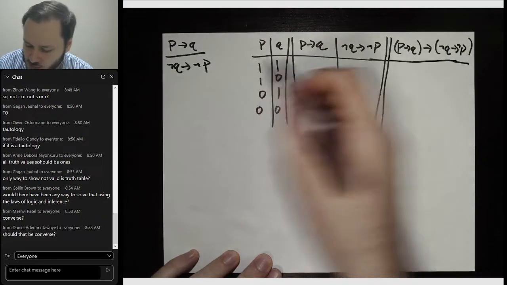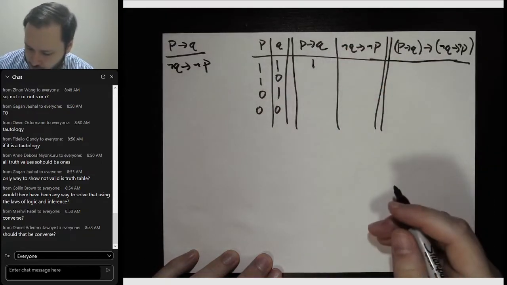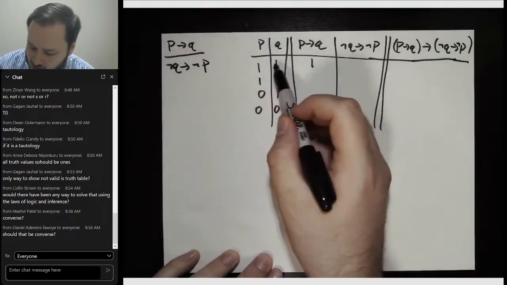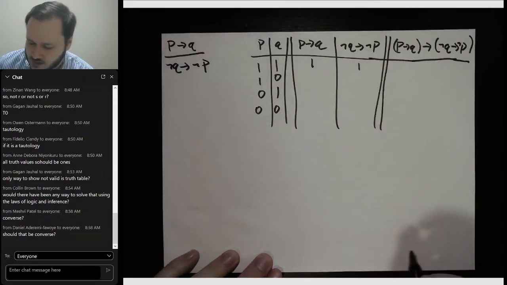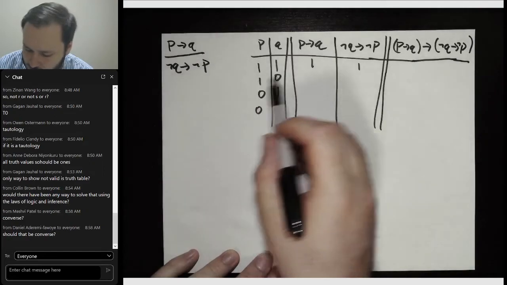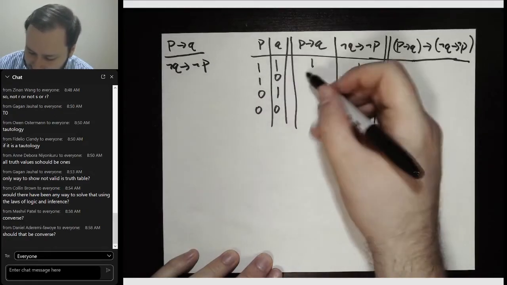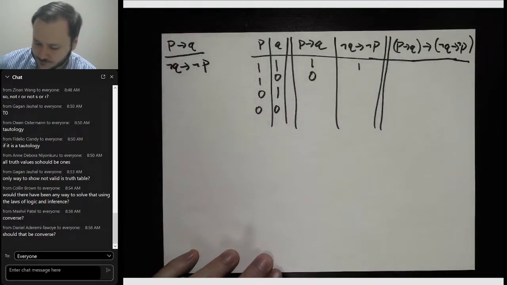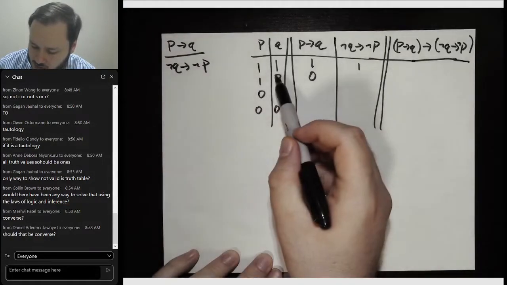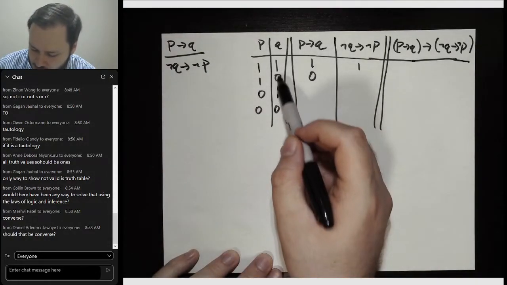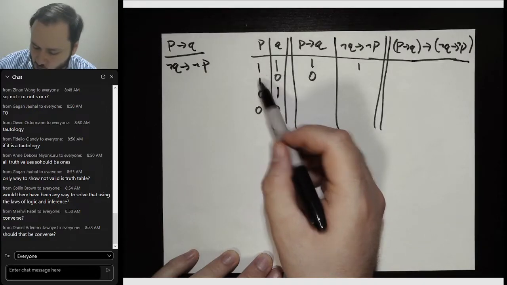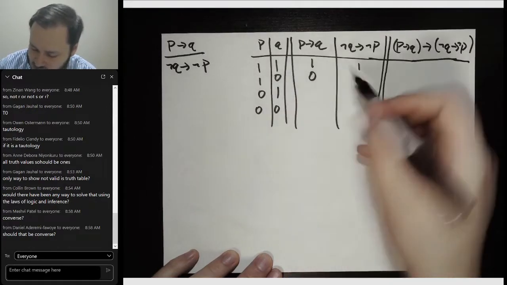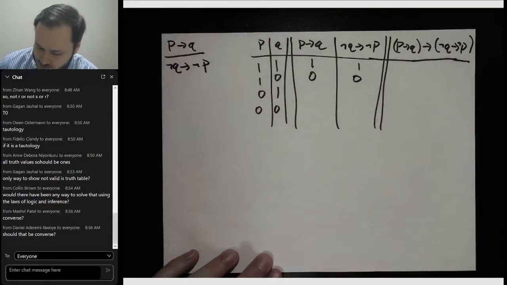P implies Q, 1 implies 1 is true. Not Q is false. False implies anything is true, so that's good. P implies Q, 1 implies 0 is false. Not Q is 1, implies not P, not 1 is 0, so this is 1 implies 0, this one is also false.